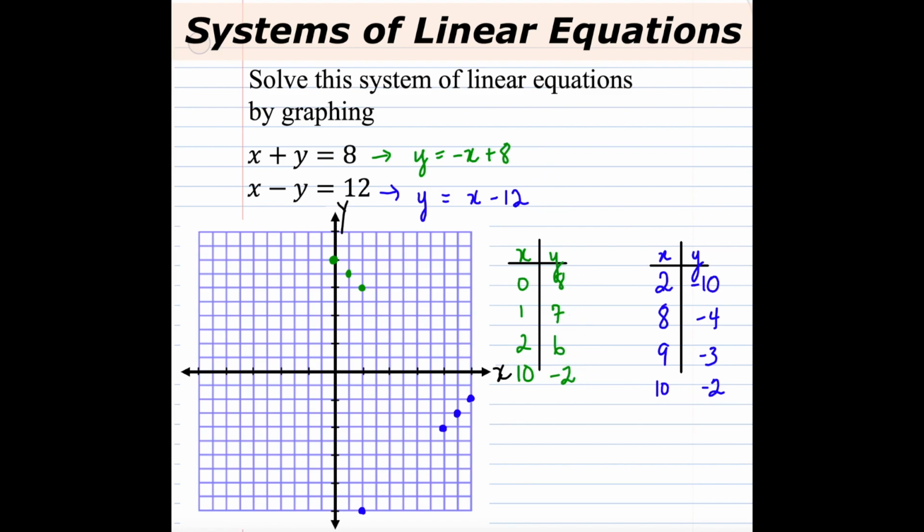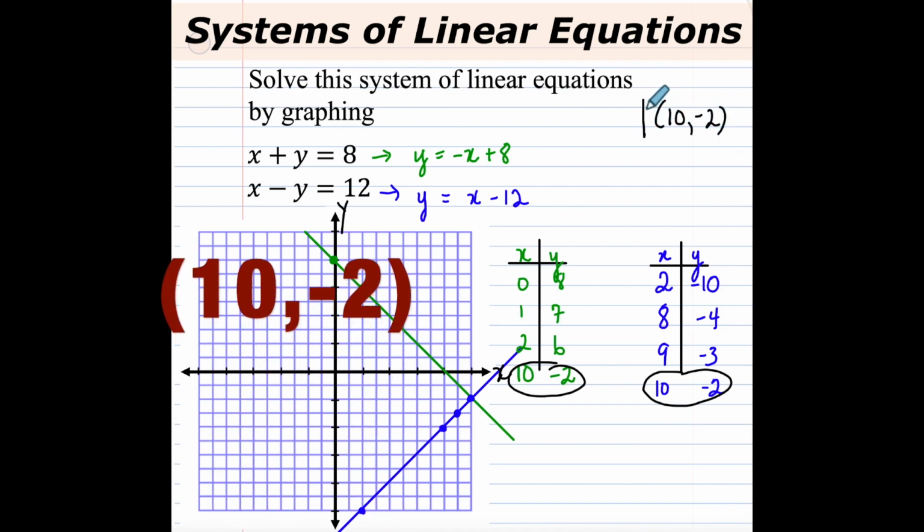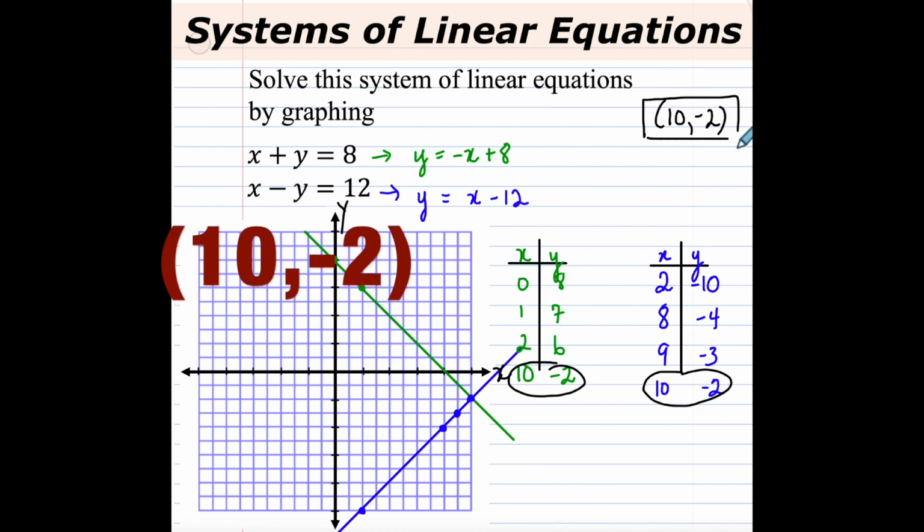Negative 2. Well, look at that. 10 comma negative 2 is the intersection point. And there it is. We can be pretty confident that 10 comma negative 2 is the solution because we have this table of values. Remember, there are infinitely many points that we could use in our table of values. We just want to make sure that the points are fitting on the graph.